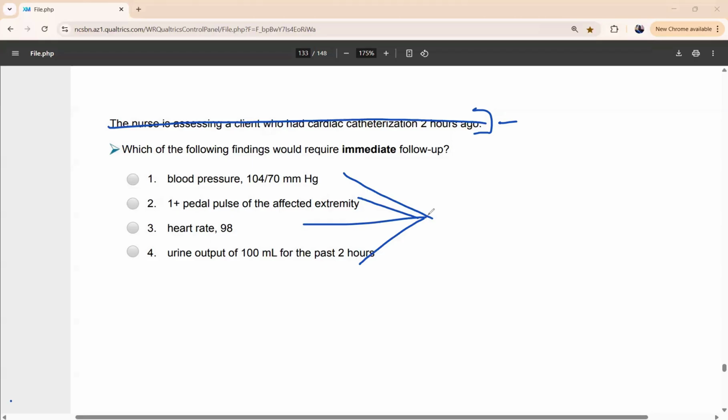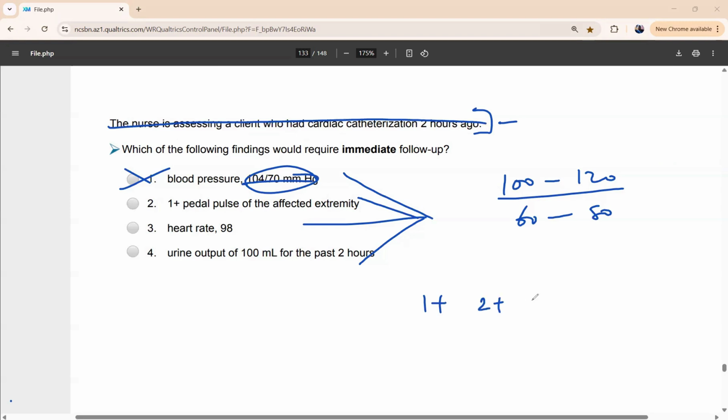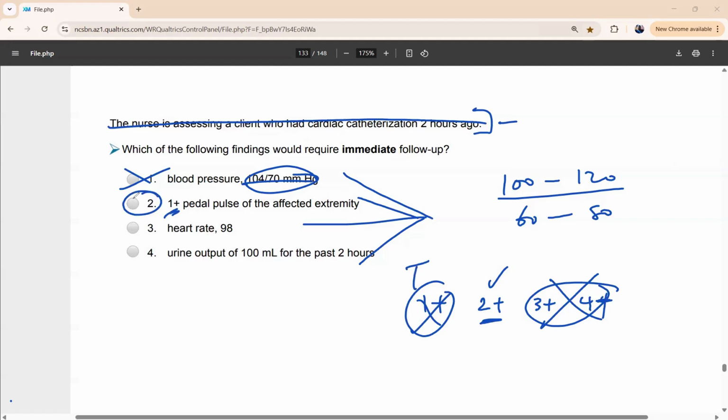Immediate follow-up. What requires immediate follow-up? This falls within range. Your blood pressure is 100 to 120 systolic, 60 to 80 diastolic. So this is within range. No follow-up. Pedal pulse: we have 1 plus, 2 plus, 3 plus, 4 plus. This is not that good. This is terrible. This is best. So understanding that this is good and the patient is having one, this is terrible. So this requires follow-up. But I still need to look at the remaining to also be sure.